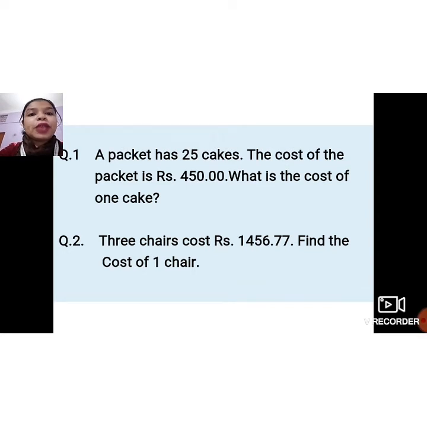Based on the topic that we have discussed, I have taken two questions here. The first question is, a packet has 25 cakes. The cost of the packet is rupees 450.00. What is the cost of one cake? So from a total you have to find the value of 1. The next question is, three chairs cost rupees 1456 and 77 paise. Find the cost of one chair. Both these two questions will be uploaded in the Google Classroom.